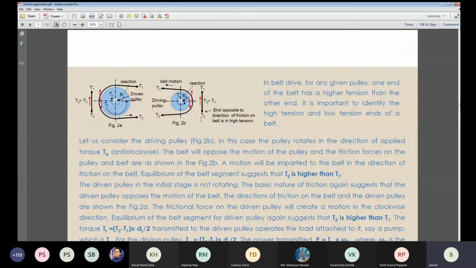Excuse me, sir. I had a doubt in this formula of the length of the open belt. Actually, the last term of that formula I didn't get, sir.